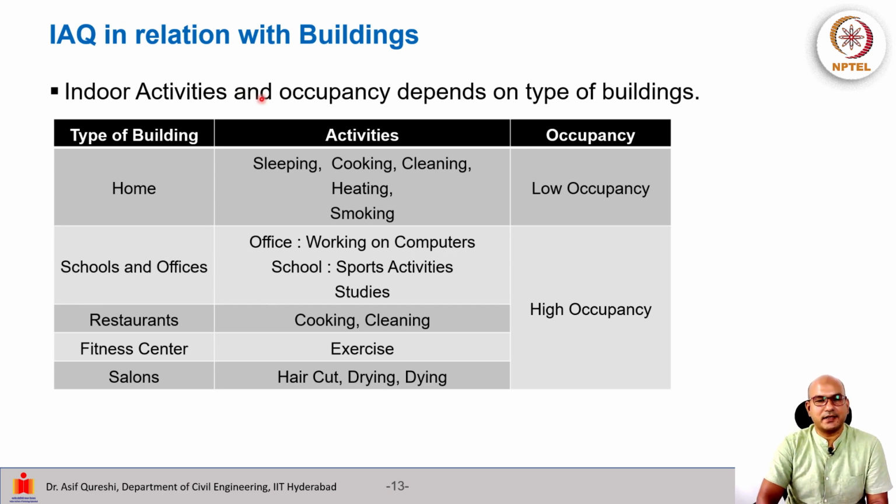So in relation to buildings, indoor activities and occupancy depend on the type of building. So first, homes. In a home we do many different kinds of activities. So we have sleeping, cooking, cleaning, heating or cooling as well, and then in some cases there may be smoking. The occupancy is low, in that only the inhabitants of the home will live there. So if it's a nuclear family, maybe 2 to 4 people are living there. Even if it is not, and you have maybe tens of people, the home itself will be bigger. So when you are looking at a typical situation of one bedroom, kitchen, hall, bathrooms, the occupancy is relatively low, but the activities are much different: sleeping, cooking, cleaning, heating, sometimes smoking as well.